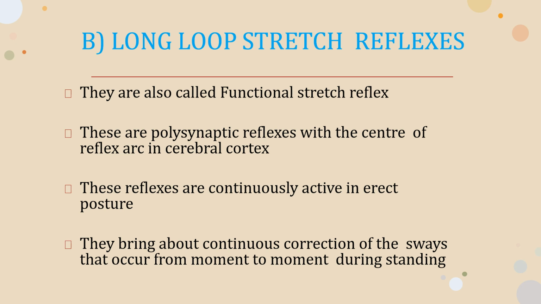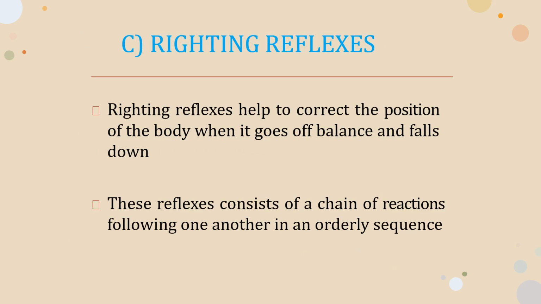So that will be corrected by these long loop stretch reflexes or functional stretch reflexes. And the righting reflexes help to correct the position of the body when it goes off balance and falls down. So these reflexes consist of a chain of reactions following one another in an orderly sequence. So what are those chain of reactions?